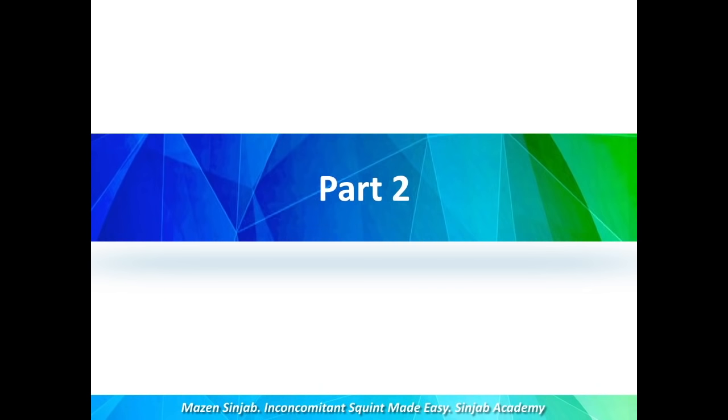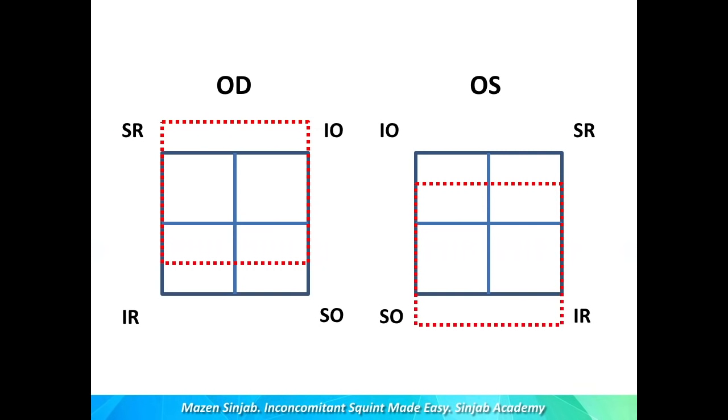Case-based approach. Part 2. How to plan for surgery in vertical squint. Before I start, I want to emphasize that we need to use this chart in order to project the problem and to plan for the best muscle to be operated.